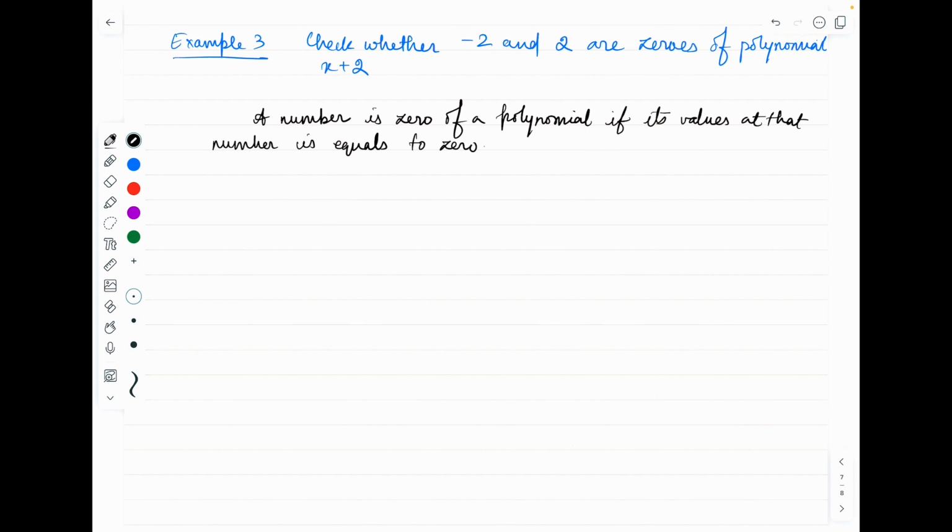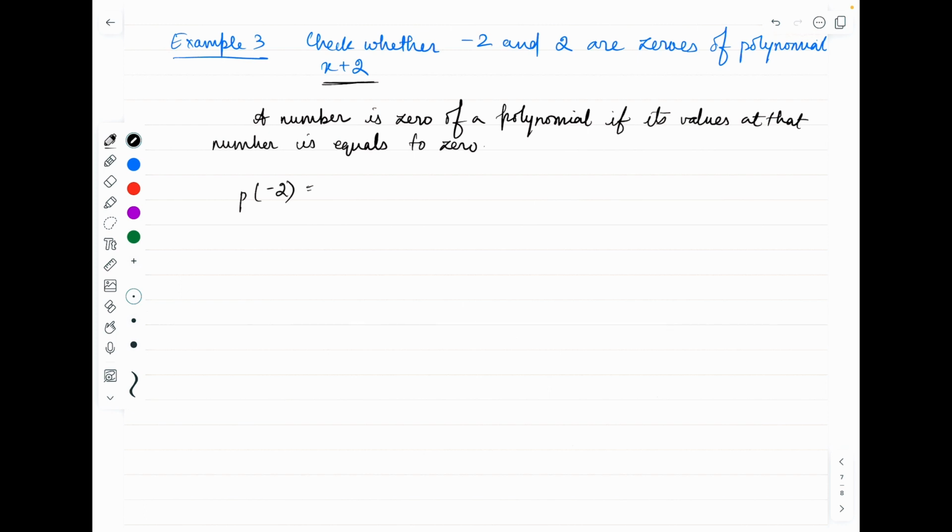So we have to check whether in this polynomial minus 2 or 2 is a zero. For that, we will check p of minus 2, and see whether at that value we are getting 0 or not. If we get 0, that means minus 2 is a zero of the polynomial. If we are not getting 0, it is not a zero of the polynomial. Understood?